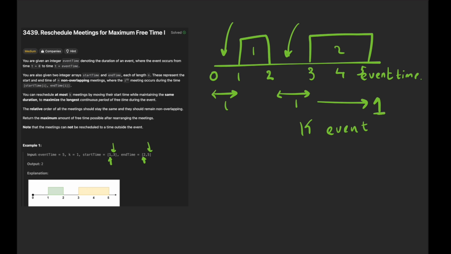But here they are allowing us to move at most k events such that we can maximize our free time, right? But the catch here is we have to maintain the relative order of these events. So we shouldn't be moving this event to this position, because that will change its relative order. This will become 2, 1. But it is not possible because we have to maintain 1, 2 as the relative order of these events. So from this, we can say that we can move each event in either direction until it does not pass the neighbor events, right?